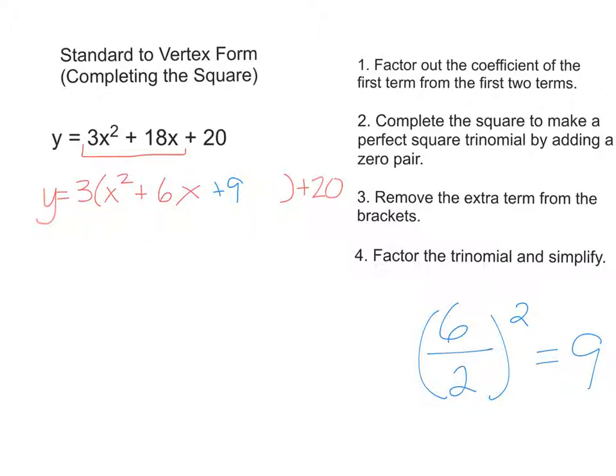But see how it says add a 0 pair? Do you know what a 0 pair is? It's two numbers that when you put them together, they make 0. So if we added a 9, what other number can we add to make a 0? Negative 9. So we're going to do plus 9 and minus 9. The reason is we want to change the way this expression looks, but we don't want to change the value of it. So by adding 0, we don't change the value. We just change what it looks like. We want that 9 there to make a perfect square trinomial, but we have to subtract 9 as well to make the value of it stay the same.